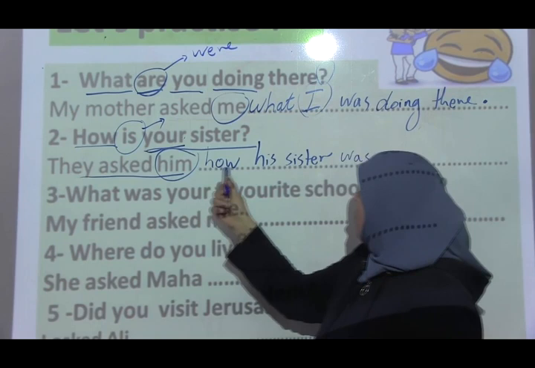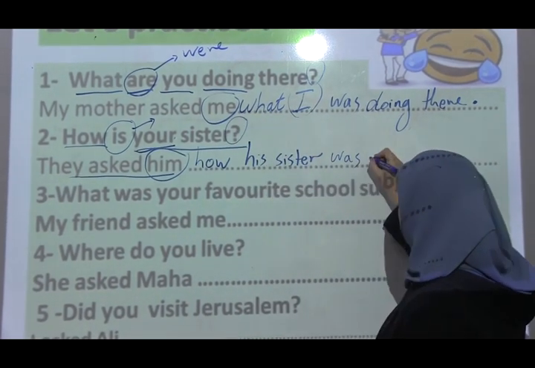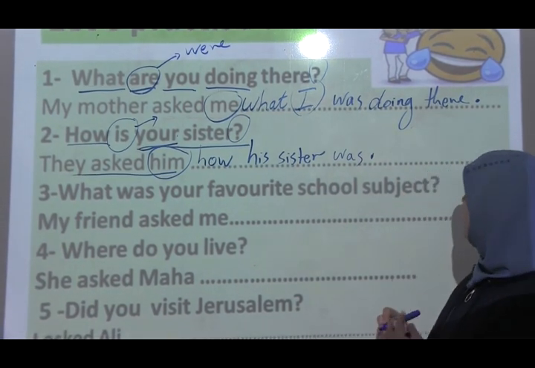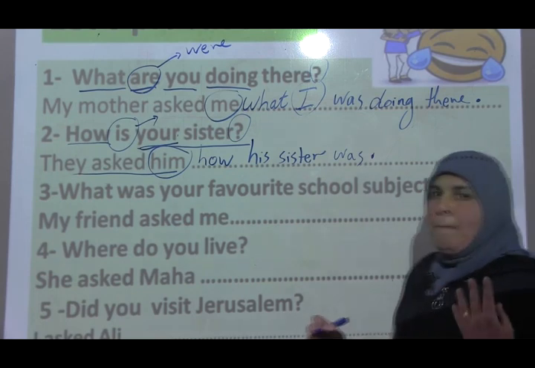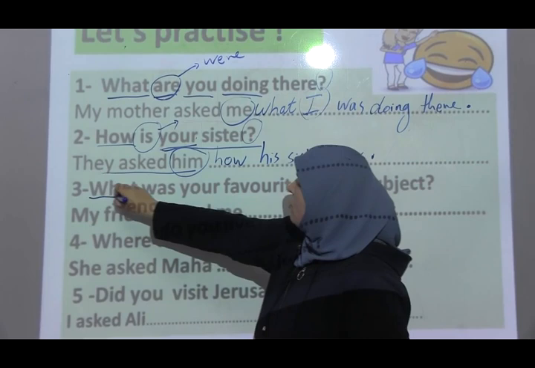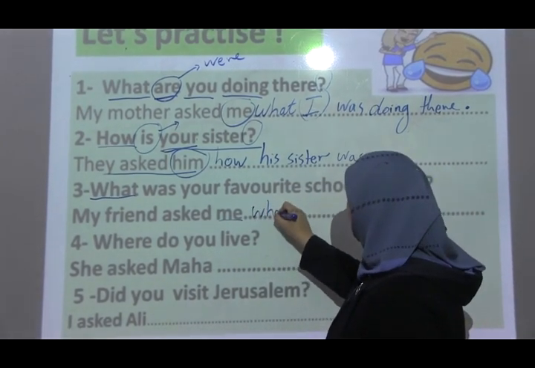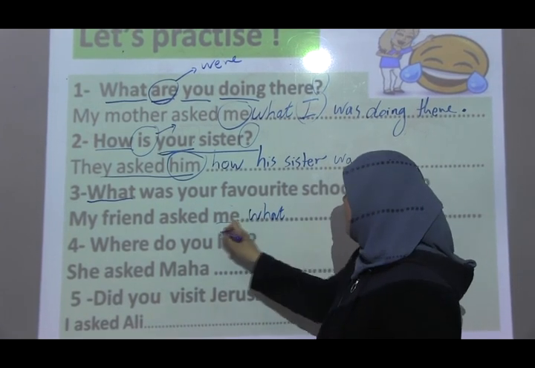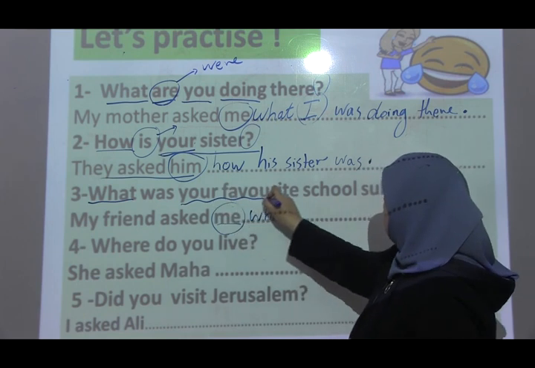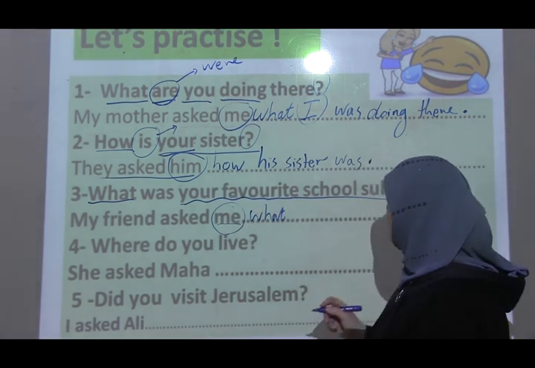They asked him how his sister was. Again, instead of the question mark, I use a full stop. Number 3. What was your favorite school subject? My friend asked me. Again, this is a WH question. I start with the WH word. What? Again, here we have me. So, I use the subject here. Your favorite school subject. I change it into my favorite school subject.